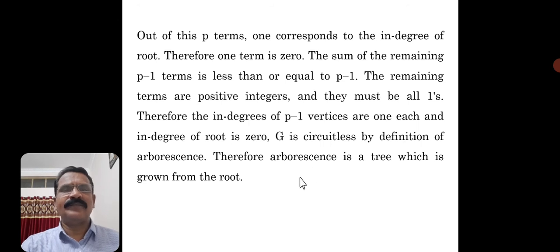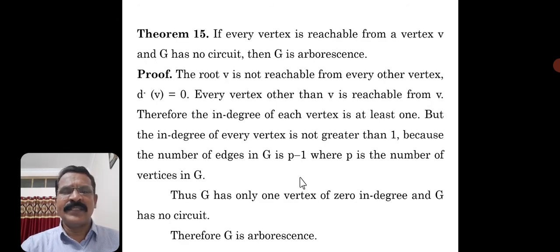Now we consider another simple result. If every vertex is reachable from a vertex V, this is very interesting. It implies there is a directed path from V to every other vertex. If every vertex is reachable from a vertex V and G has no circuit, then G is an arborescence. This is another way of defining an arborescence.